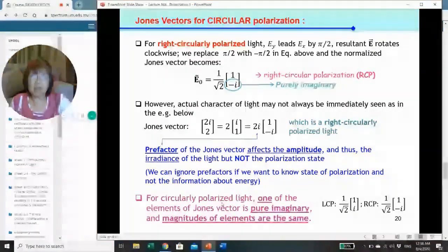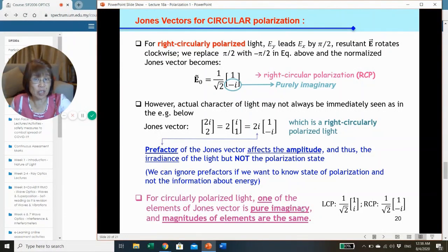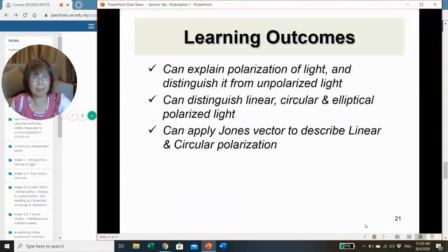So for circularly polarized light, to represent it by a Jones vector, the second element will be purely imaginary, and the magnitudes of the elements must be the same. For left circular polarization, we have 1 over root 2 times the Jones vector (1, i). For right circular polarization, the amplitude is the same in this normalized form, with 1 and negative i.